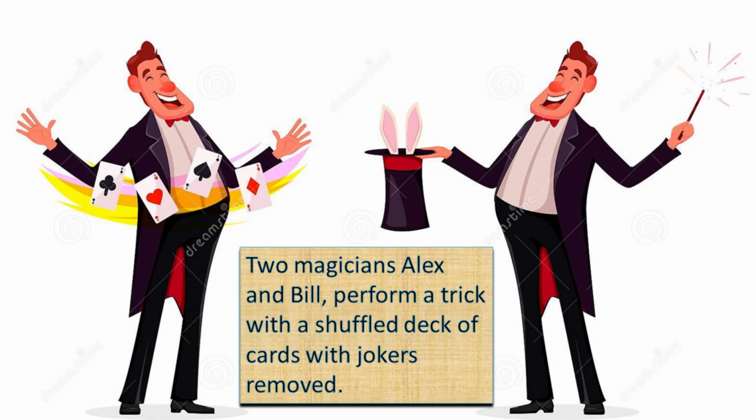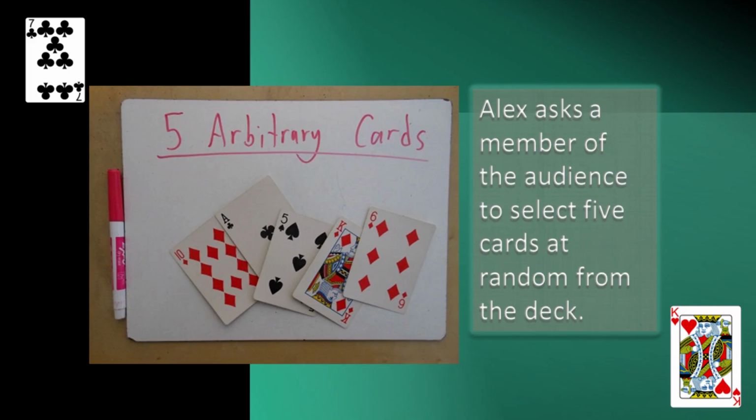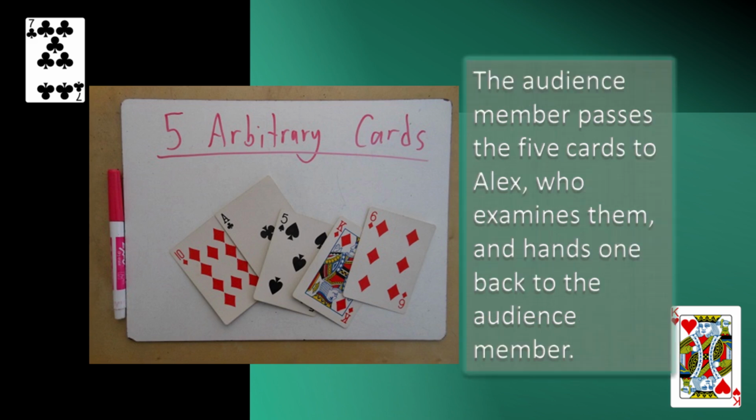Magicians Alex and Bill perform a trick with a shuffled deck of cards with jokers removed. Alex asks a member of the audience to select 5 cards at random from the deck. The audience member passes the 5 cards to Alex, who examines them and hands one back to the audience member.